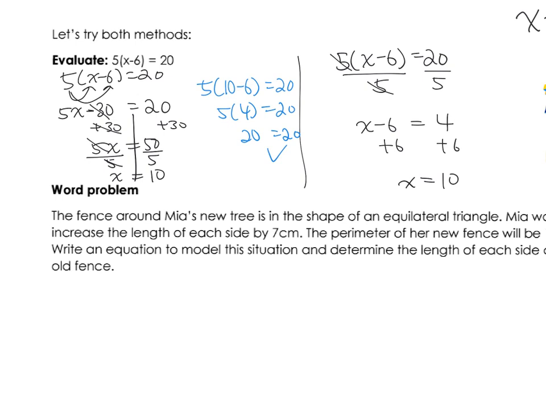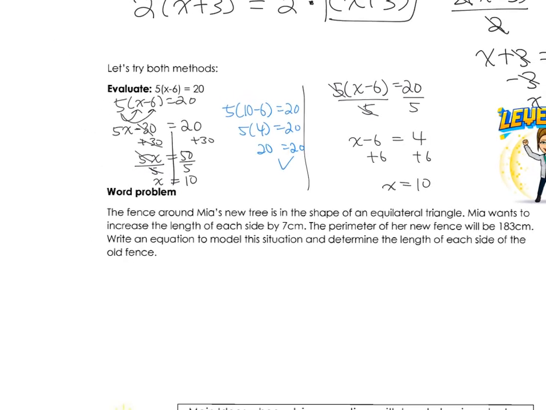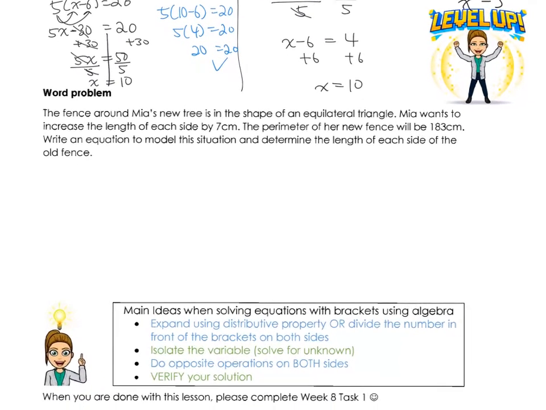All right, we're gonna have word problems with this topic too, so let's look at the word problem here. Mia has a fence around her new tree in the shape of an equilateral triangle. So that's important information here. She wants to increase the length of each side by 7 centimeters. So we want to add 7 to all the sides. The perimeter of our new fence will be 183. So 183 centimeters is our new perimeter.